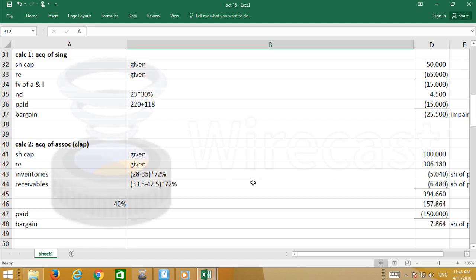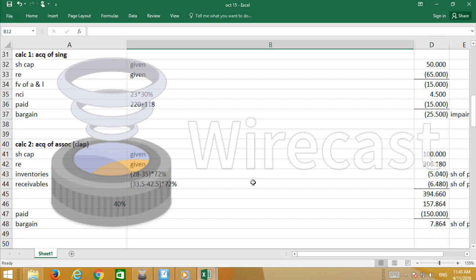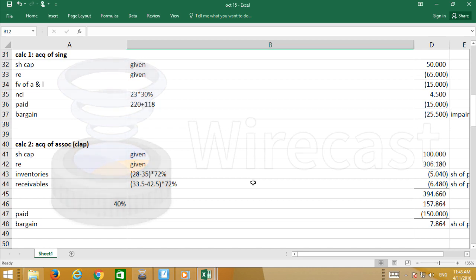Then the associate was bought at the beginning of the year. There were some adjustments on the associate. I just put them in straight after tax, but when I do it on paper, I put the whole thing in and then I take the tax off. So here we landed up with fair value of 394,660. I took the share capital, the retained earnings.